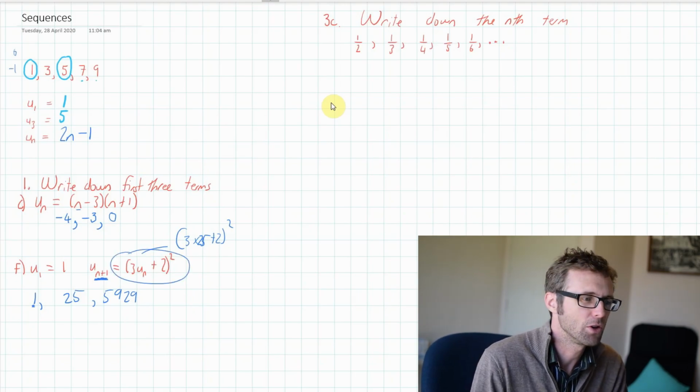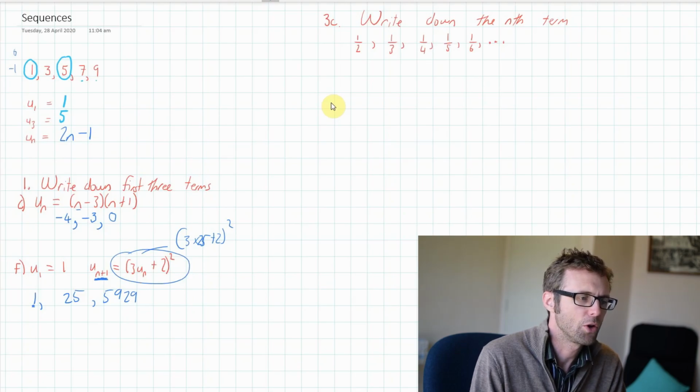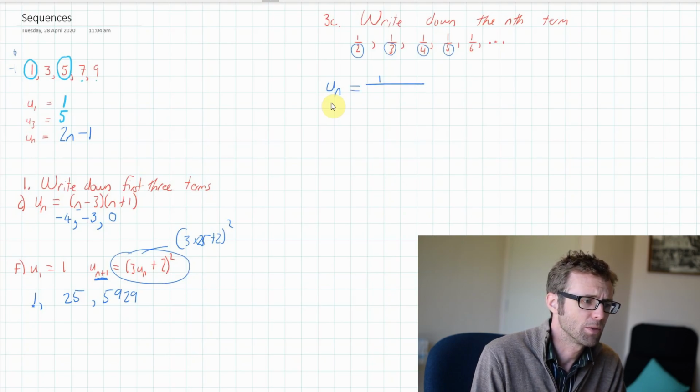The last one I'm going to try with you is writing down the nth term of this sequence: 1/2, 1/3, 1/4, 1/5. You can see that this is going up 1 each time. So I'm going to say UN is equal to 1 over something. The 1 stays the same in every case. And what's this relationship? This is my first term, but it's a 2. It is n plus 1. This is my second term, but it's a 3, so 2 plus 1 is 3. This is my third term. It's a 4, 3 plus 1 is 4, so this is my nth term.